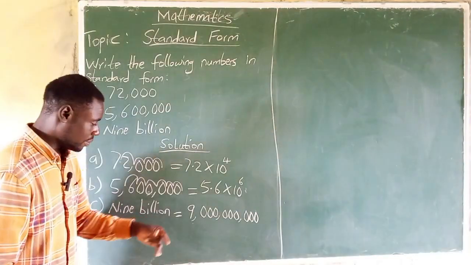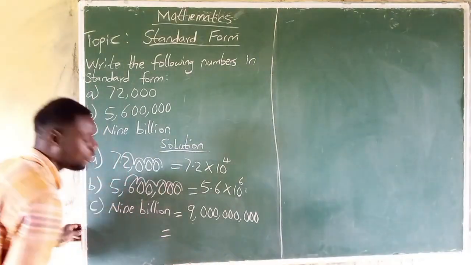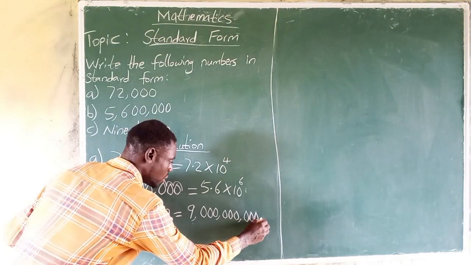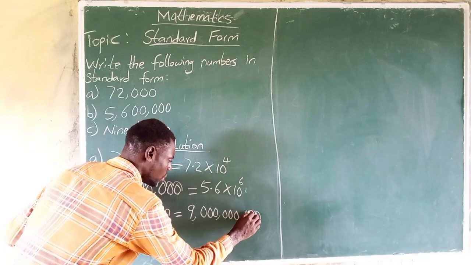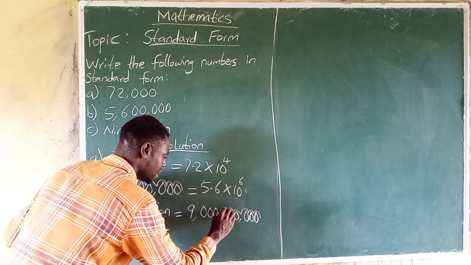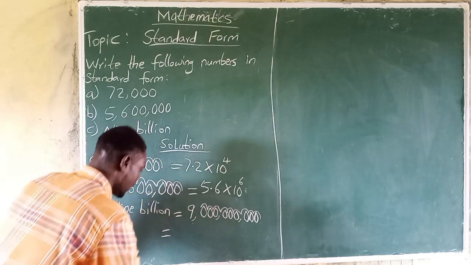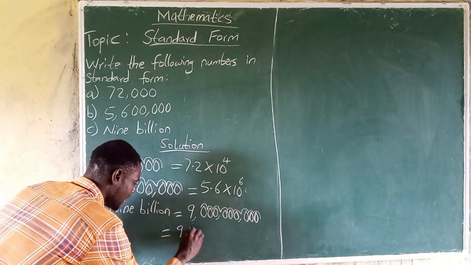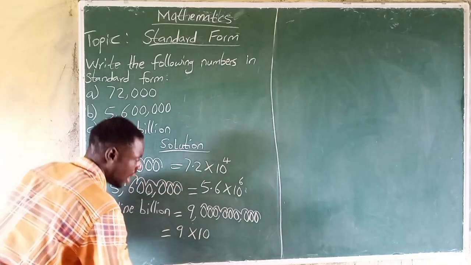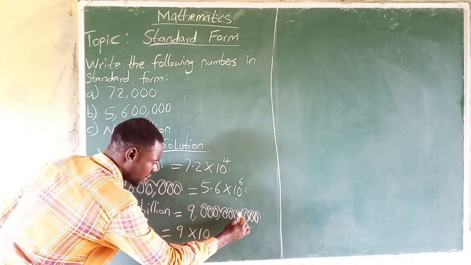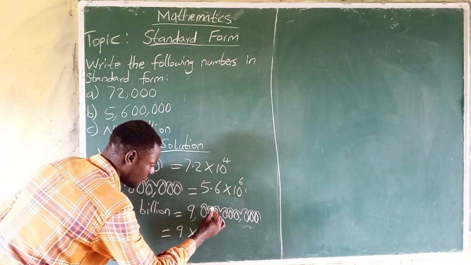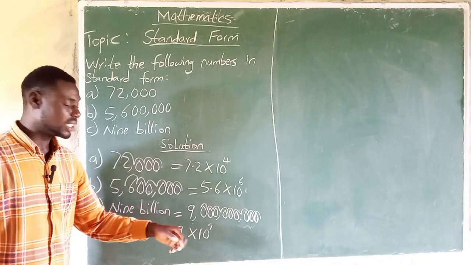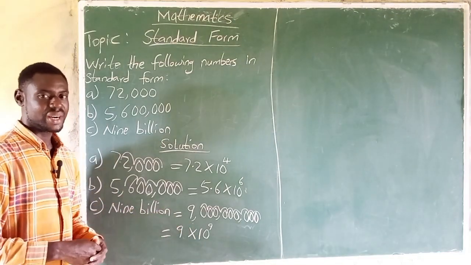Now you want to write it in standard form, just like what we did in our previous solutions. You count from the back, you place your point, and you count 1, 2, 3, 4, 5, 6, 7, 8, 9. So the only significant figure there is 9. So you write 9 times 10 raised to the power of, how many times did you count? 1, 2, 3, 4, 5, 6, 7, 8, 9. Raised to the power of 9. There's no minus there, it's positive because the numbers are greater than 1.